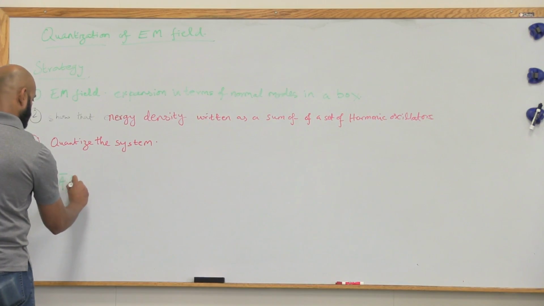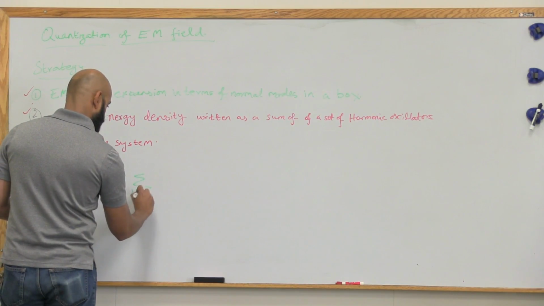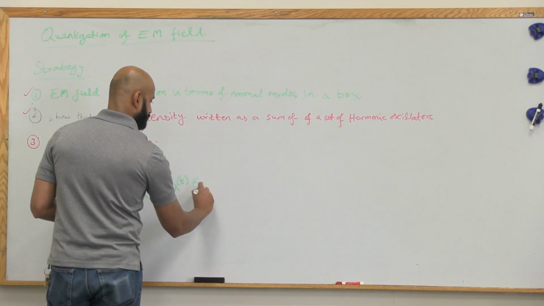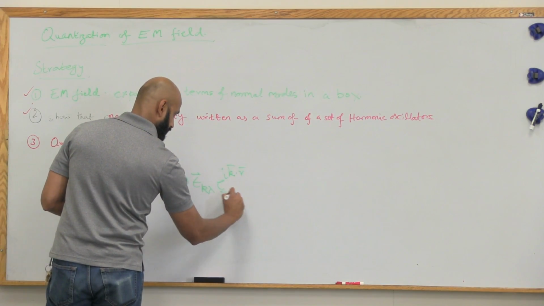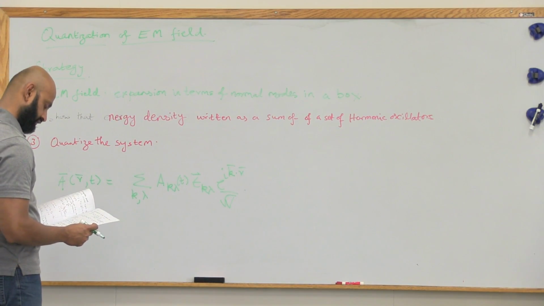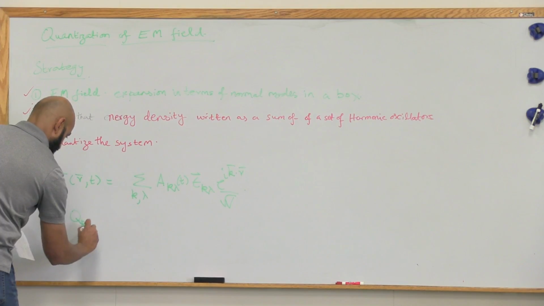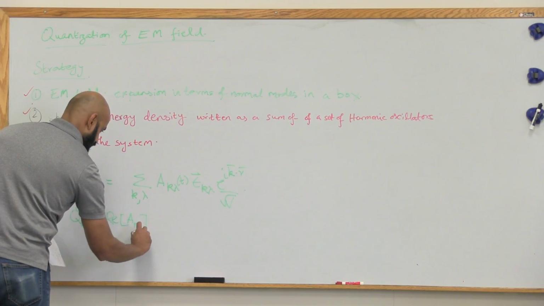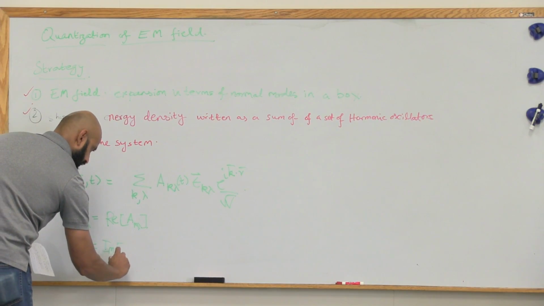A of r comma t, this is the vector potential of the box, was expanded as a sum over k and lambda, a_k lambda of t, times the polarization vectors, times e to the i k dot r over square root of V. And we showed that we need to write down two new variables, q_k lambda 1, which is the real part of this a_k lambda, and q_k lambda 2, which is the imaginary part of a_k lambda.